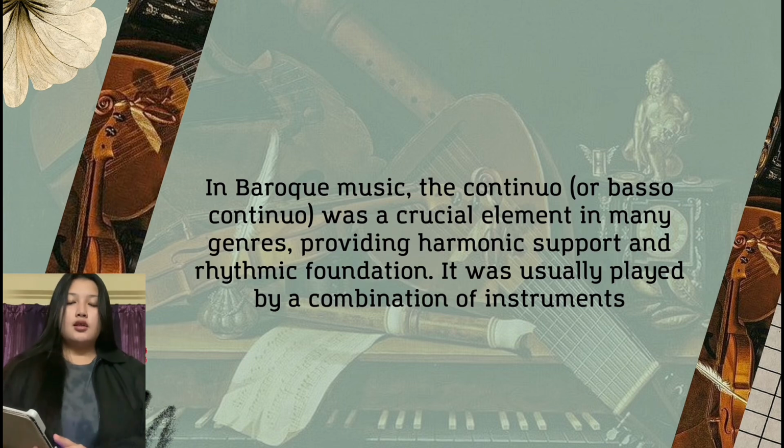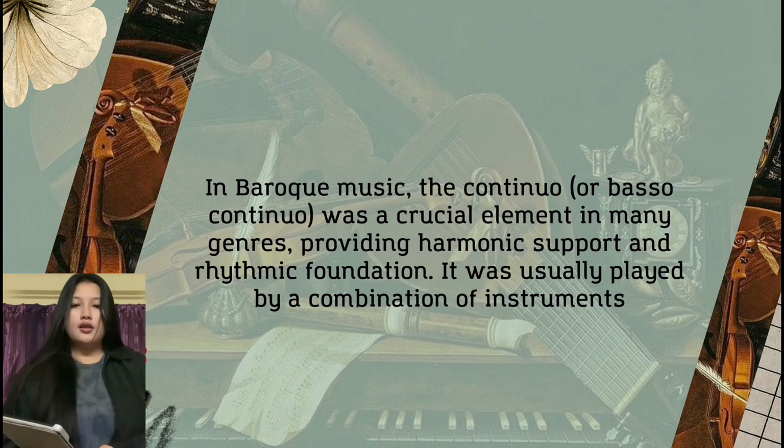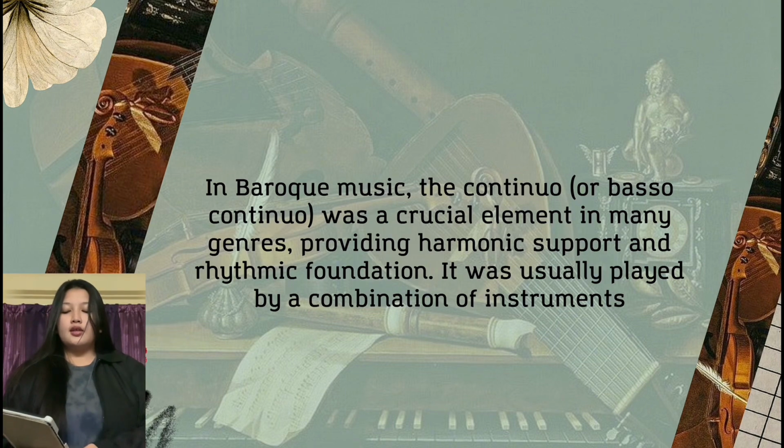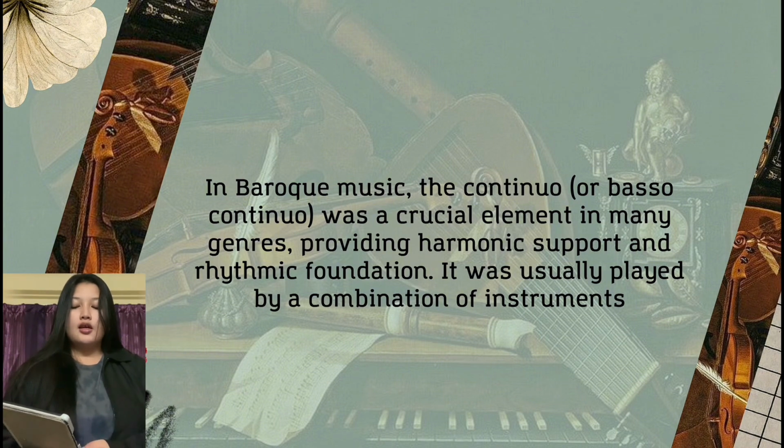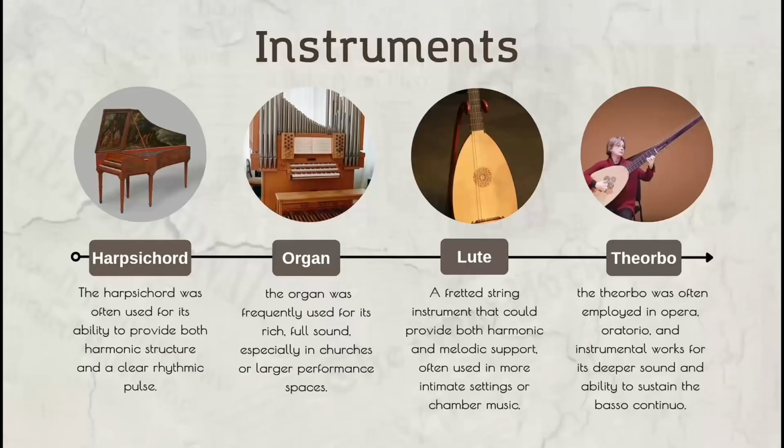In Baroque music, the continuo, or more known as the Basso Continuo, was a crucial element in many genres, providing harmonic support and rhythmic foundation. It was usually played by a combination of instruments, the first being the harpsichord. The most common instrument for the continuo, the harpsichord was often used for its ability to provide both harmonic structure and a clear rhythmic pulse.